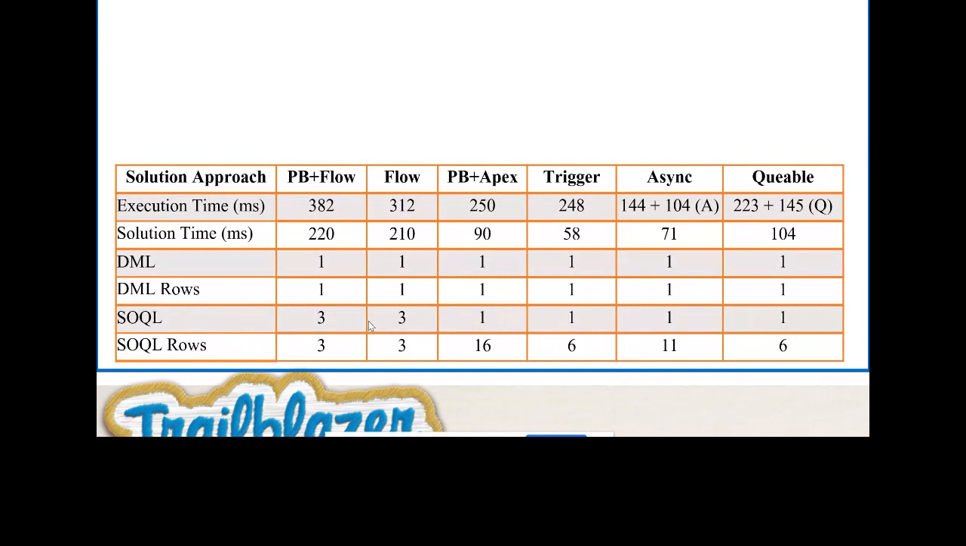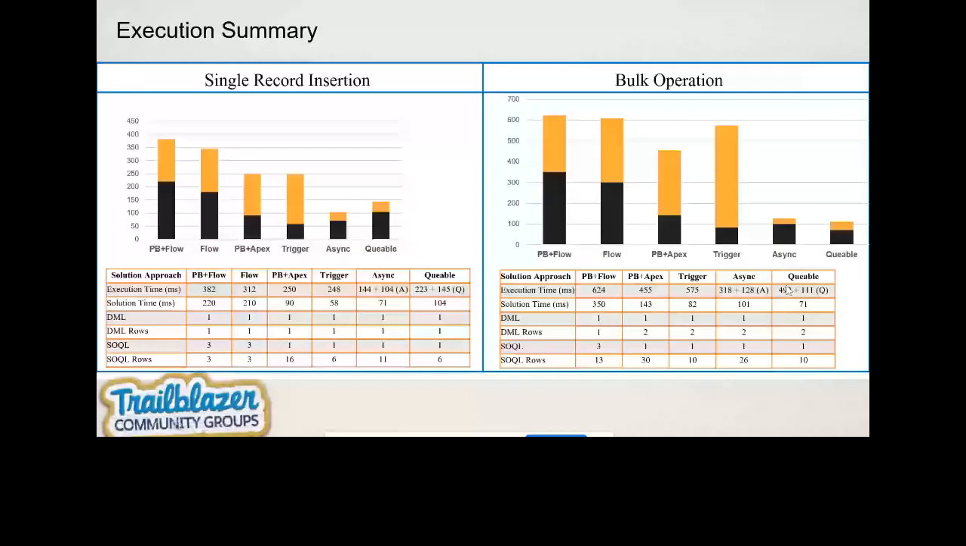And this is a graphical representation. Similarly, I have done this for a bulk operation also. Here also you can see for bulk, the time is always more compared to the other operations. For PB plus flow, it is consuming around 624 milliseconds, where it was just half in the single record execution. So the total transaction time almost doubled when we executed bulk. And the SOQL and other counts remain the same because it's a bulkified operation.